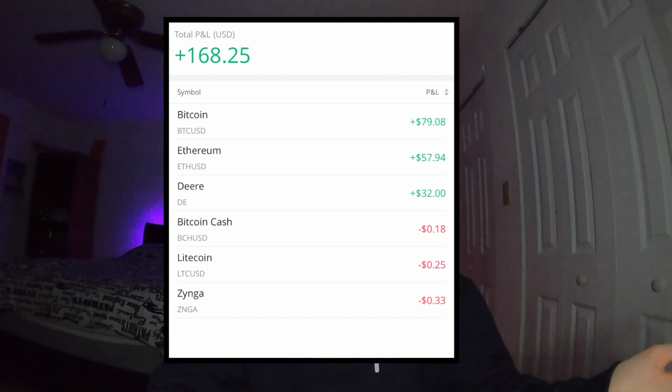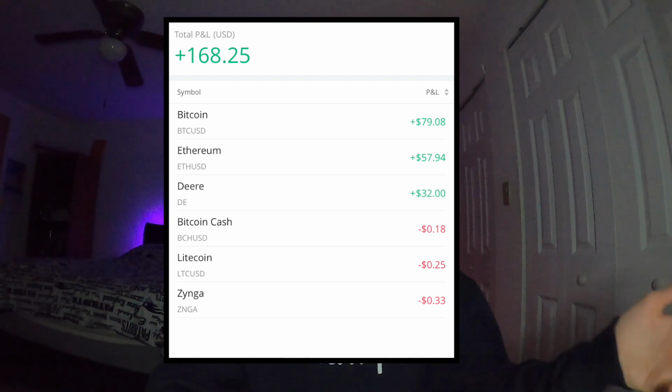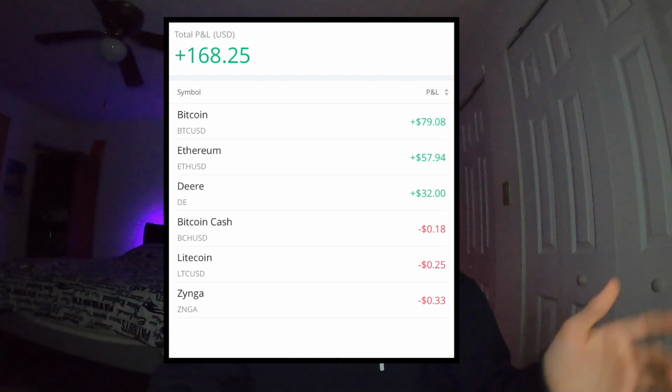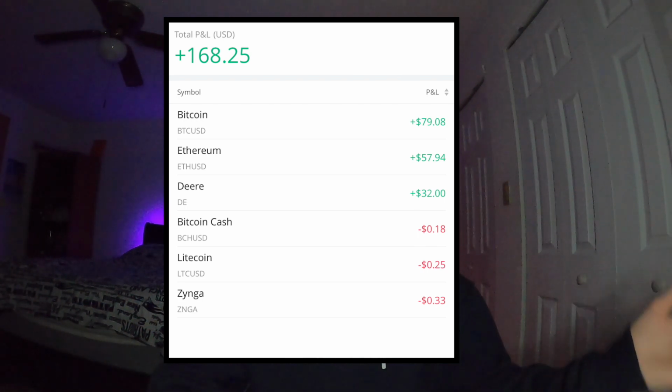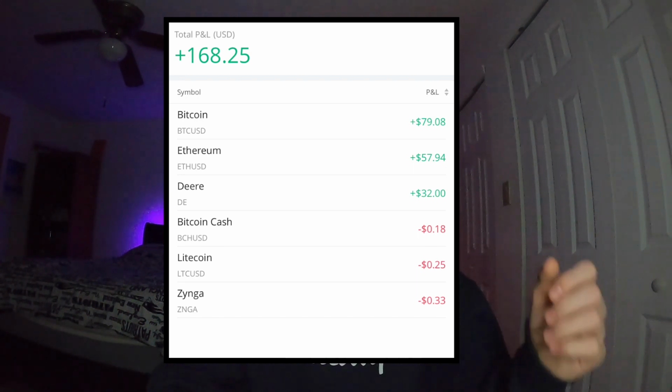I bought 1 stock for $340. And it's doing really well. It should do well as the weather is warm and stays warm. Bitcoin Cash and Litecoin I invested $1 in just to see what it would do, and if I could learn a little bit about it, at minus 18 cents and minus 25 cents. Zynga, as I said before, was a free stock I got, so at minus 33 cents before I woke up, so I was able to sell that. So these are the profits and losses.